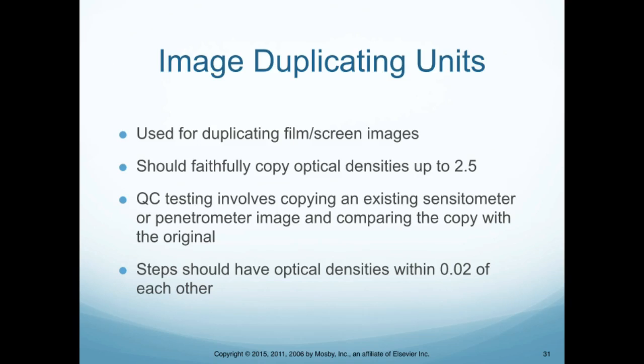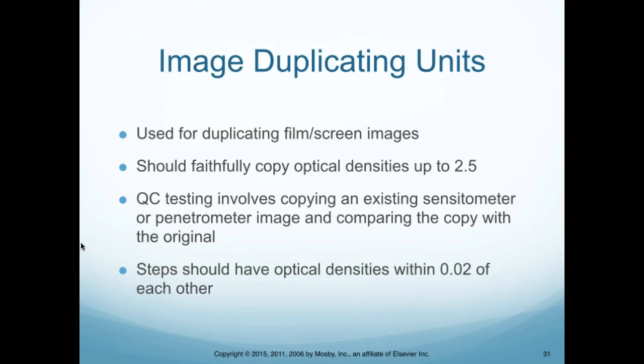Back in the old days, we used to have something called a duplicating unit, and we basically would take a film that was already exposed and place another film on top of it, and we would use that to basically duplicate the film. So we'd have two. We wanted to keep our optical densities below 2.5, to keep it very nice and sharp image there.